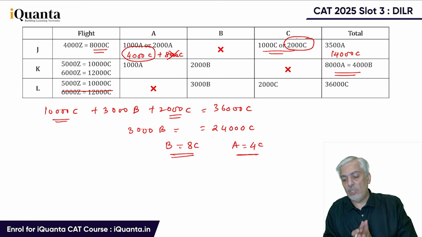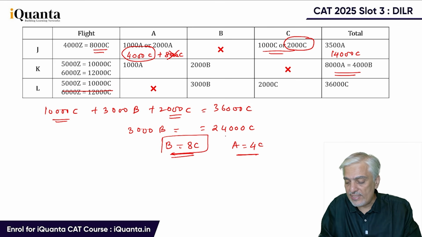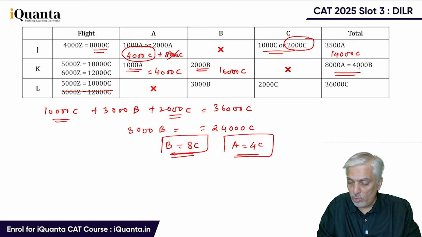From here, what all have I got? I have got everything proper. I have got these two conditions: B is equal to 8C, A is equal to 4C. This 1,000 A becomes 4,000 C. You can check it here also. 2,000 B will become 16,000 C. And this 4,000 B will become 32,000 C.